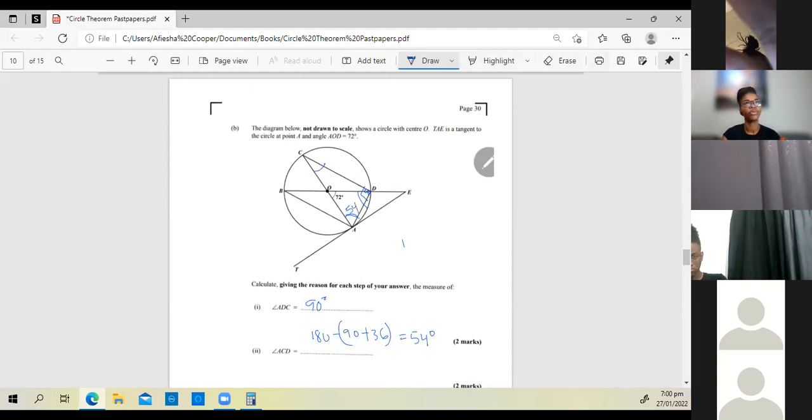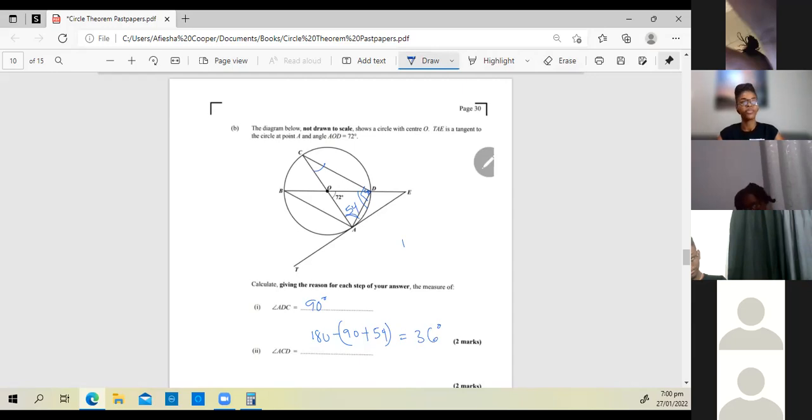No, so this needs to change. So this is 54. 90 plus 54, which will be the 36 now. Yeah? Shamika, how you say yes? You got that? 36. Who got 36 degrees?